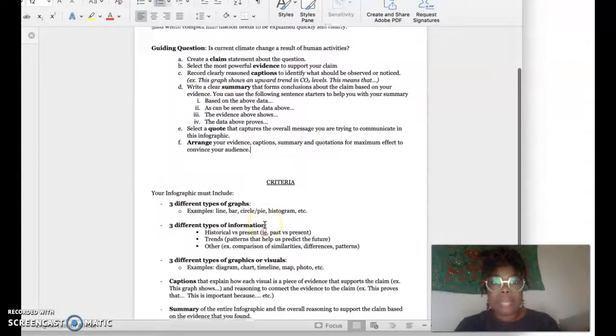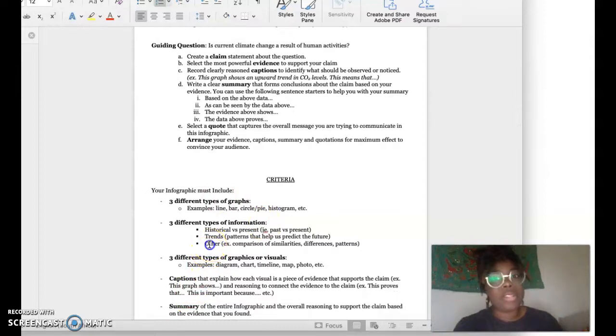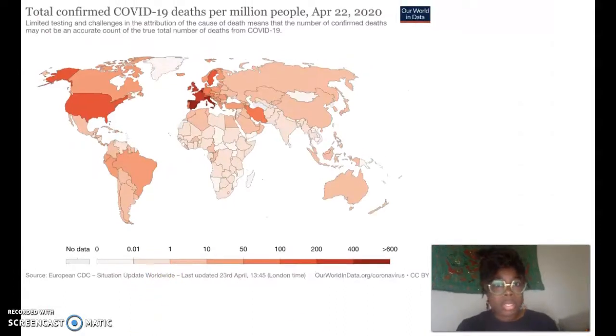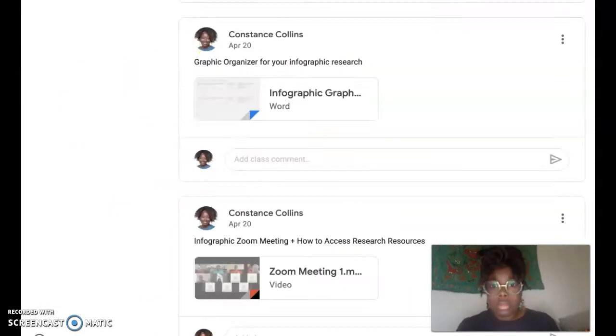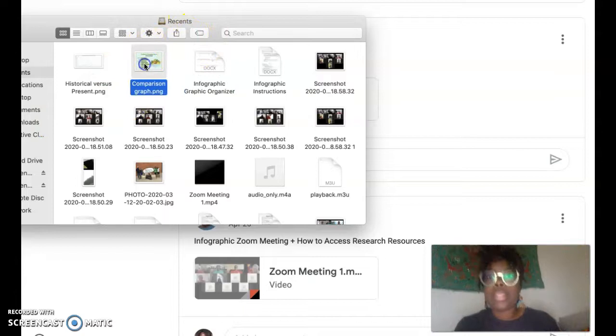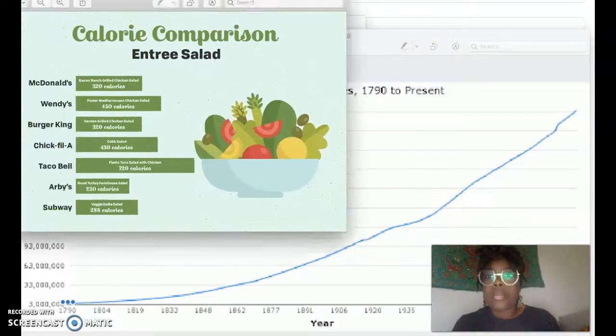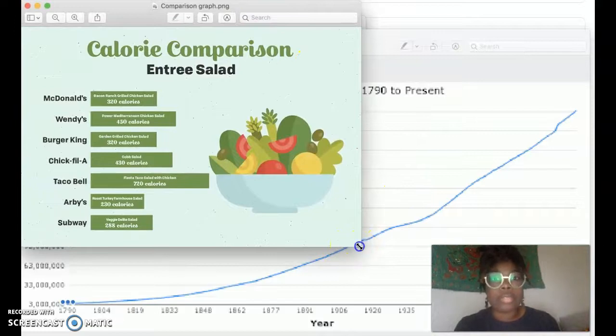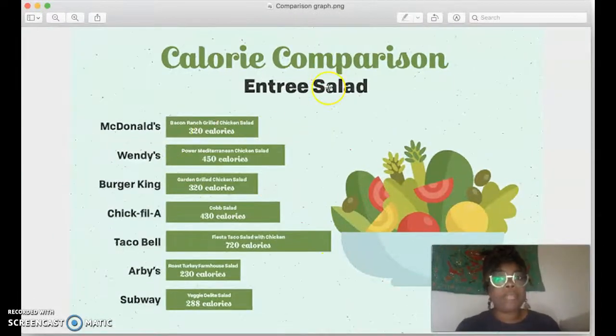Last one, you can do another type of graph. So I did a comparison graph, and I used a comparison graph to compare calories from different salads from different fast food restaurants. This is just comparing different data to each other. So this is a bar graph, that's a comparison graph.